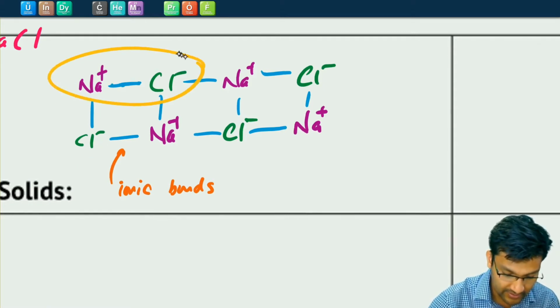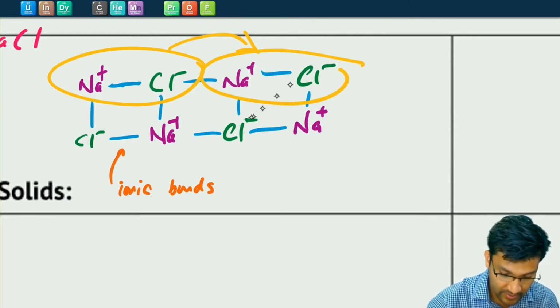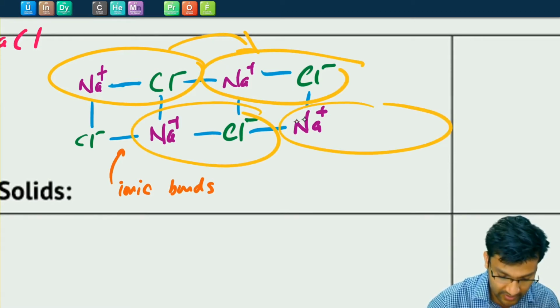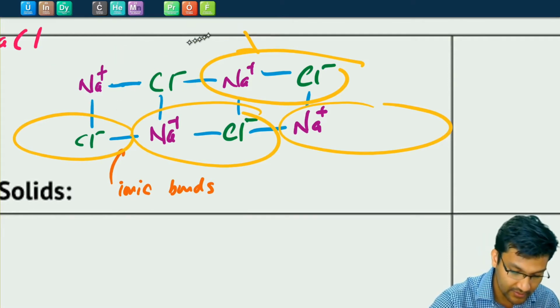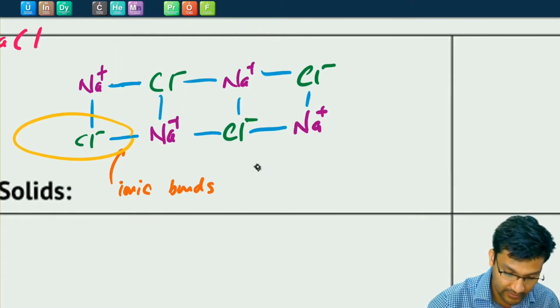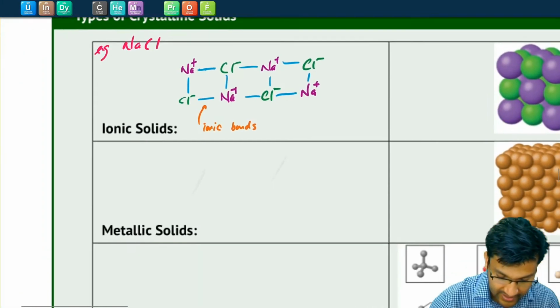In this example here, let's use this pattern. This pattern repeats over here, and then repeats again here, and then it would repeat over here and over here. It keeps repeating over and over again. Hence the term crystalline solid. Okay, so that's it for ionic compounds.